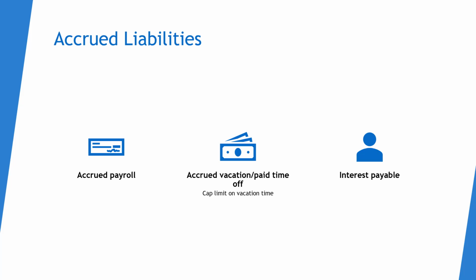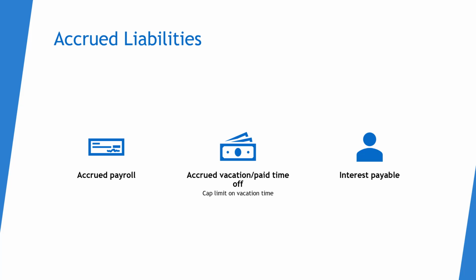Now, accrued vacation or paid time off. This is exactly what it says. A lot of companies have a policy where an employee will accrue PTO or vacation time, and they can take it whenever. And when they leave, they get whatever accrual cashed out. The important thing on this is to set a cap limit on the vacation time. If you're going to have a policy that says you're going to pay for vacation time if you leave, it's not a use it or lose it policy. It's once you've earned it, it's yours.